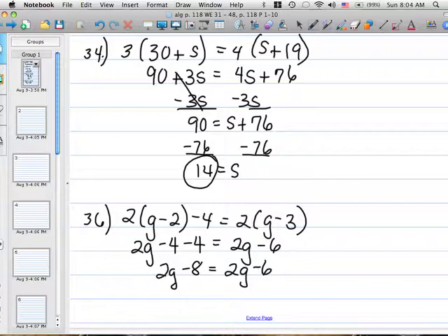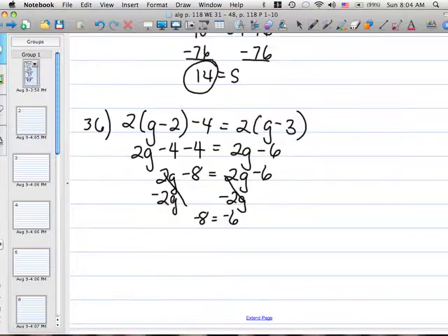So now we have the third line, and we're going to try to get the variable on one side, and when we attempt that by subtracting 2g, we end up with a statement of numbers. -8 equals -6, and that is a false statement. So again, there is no value for g that will make that true. So no solution.